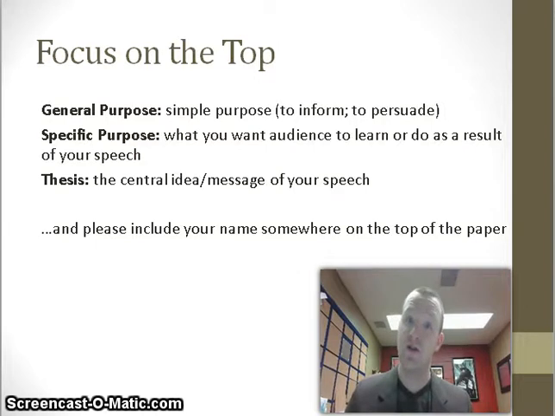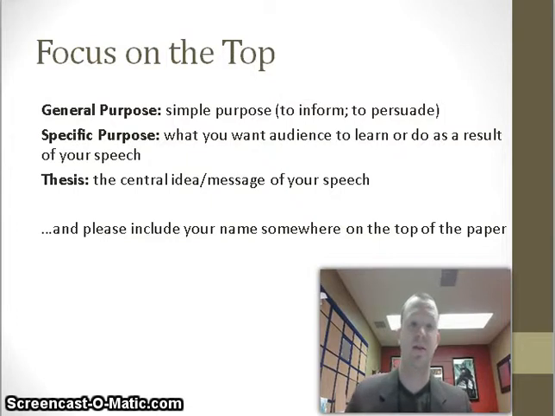So if it's an informative speech, all you have to do is say to inform. If it's a persuasive speech, say to persuade. That's the general purpose. What are you trying to do with the audience, to inform them, to persuade? The specific purpose is what you want your audience to learn or do as a result of your speech. I want them to blank.